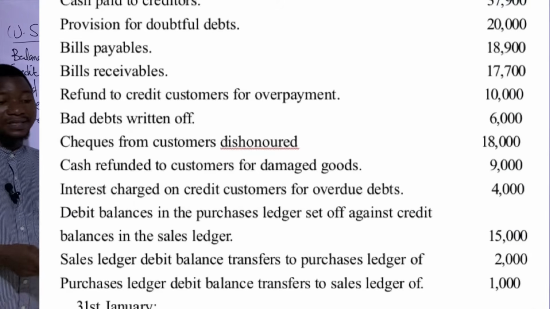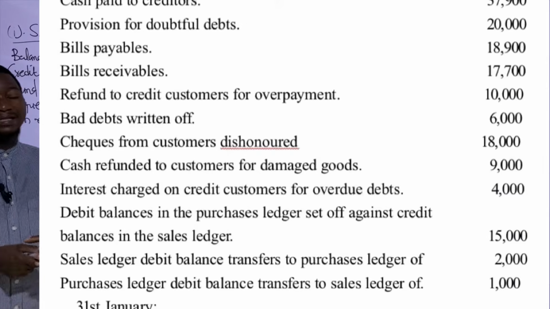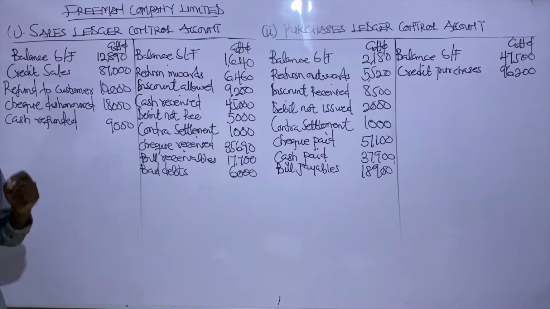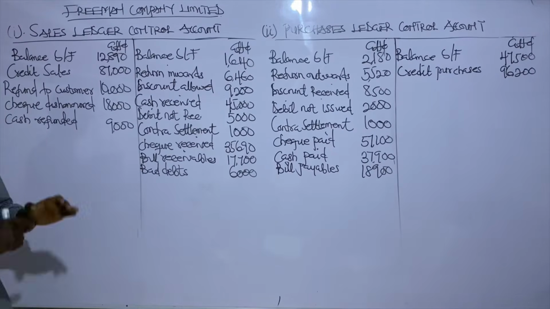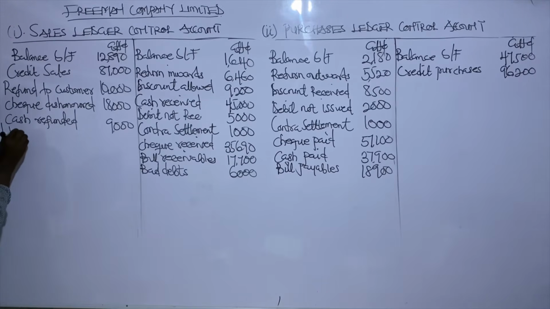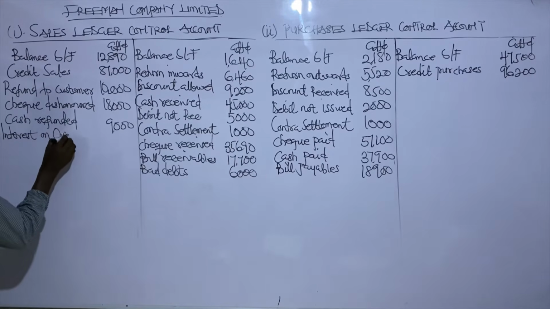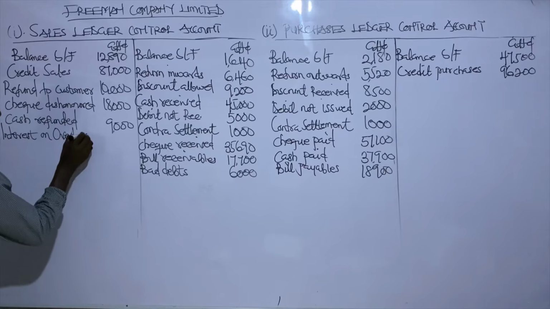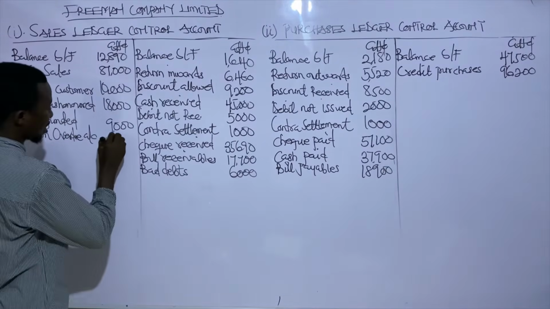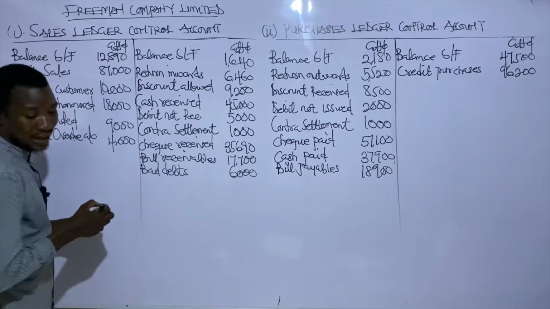Next item in the question is interest charged on credit customers for overdue debt. It means that there is an interest that has been charged on the debtor's balance that has not been paid. So the interest will increase their balance. So I'll say interest on overdue accounts, and it is 4,000 Ghana cedis.